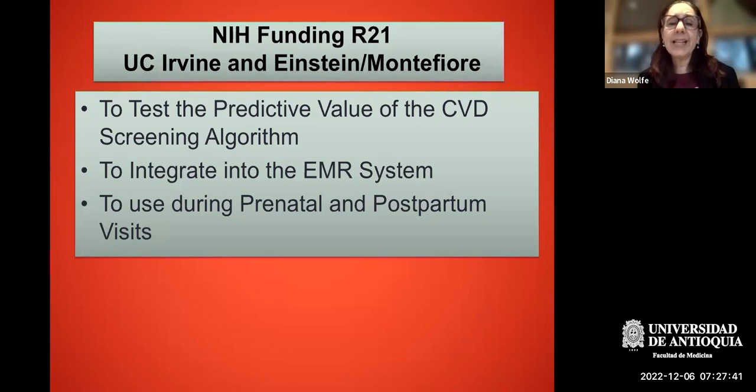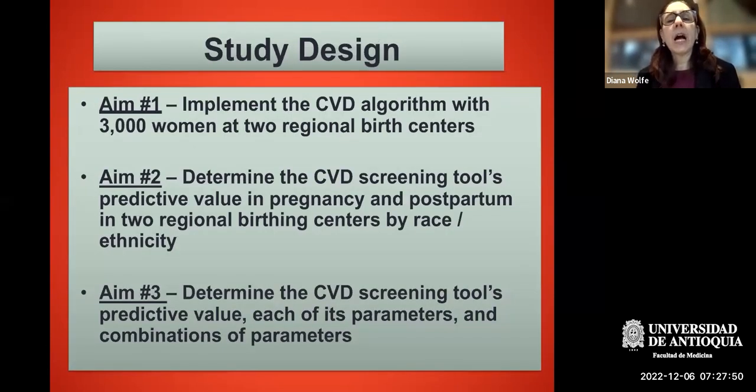So we integrated it into our EMR system. Y me voy a mostrar a ustedes cómo es. Queremos hacer los screen con 3,000 personas y 2,000 a Albert Einstein y 1,000 a UC Irvine. Y queremos ver cuál es la predictive value and what are the combination of parameters, cuál es la combinación de la algoritmo que es más sensitivo para detectar quién está a riesgo y quién tiene la enfermedad de verdad.